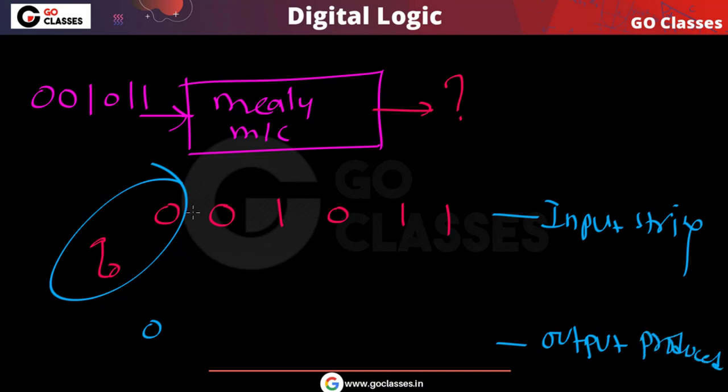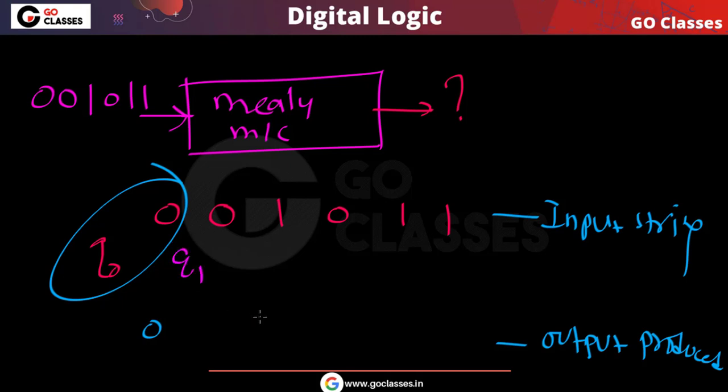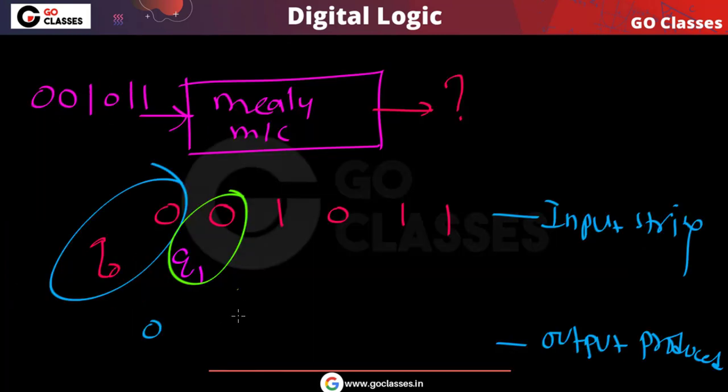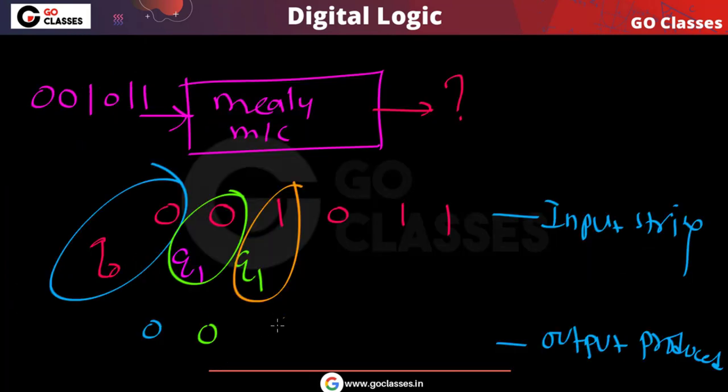In this state Q0, if you see the input 0, then the output will be 0, and you will go to Q1. In this Q1, if you see the input 0, then the output will be 0 and you will go to Q1 again. Next, in this state Q1, if the input is 1, then the output will be 1 and you will go to Q2.